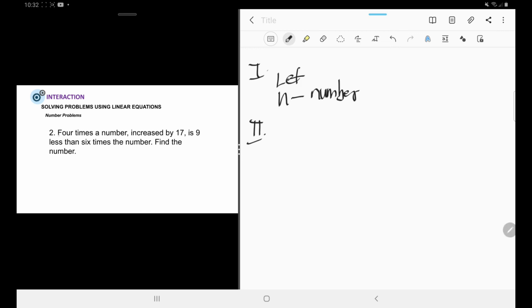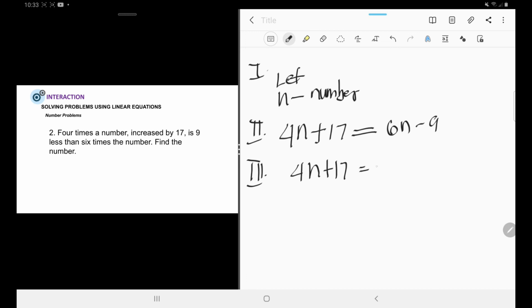So one phrase here states that 4 times a number increased by 17. So that's 4 times the unknown number, increased by is plus, so that's plus 17, is 9 less than 6 times the number. So that is 6n minus 9. So we have the equation 4n plus 17 is equal to 6n minus 9. Step 3 is to solve the equation. So our equation is 4n plus 17 is equal to 6n minus 9.